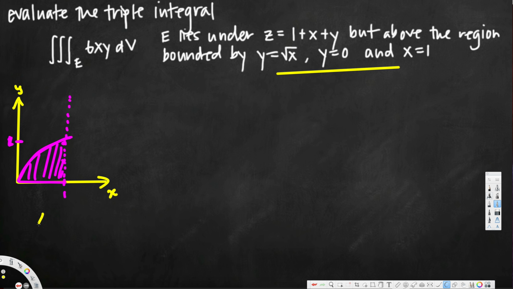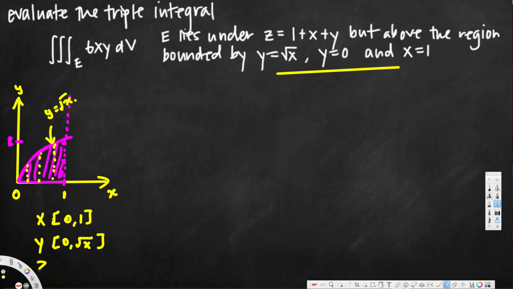Now let's start with the x. We know that x is starting from 0 and going until 1. That's going to be the limits of integration for x, 0 to 1. Now if you look at y, it depends on this curve. You can start y from anywhere, but it starts from 0, but the end depends on the curve, and we know the equation for this curve is y is equal to square root of x. So y starts from 0 and ends at square root of x.